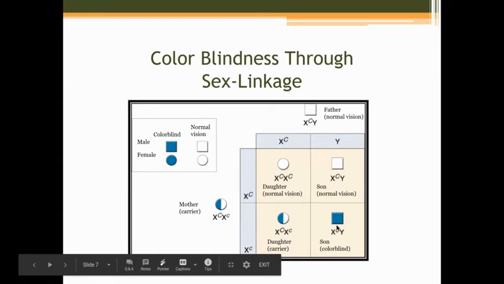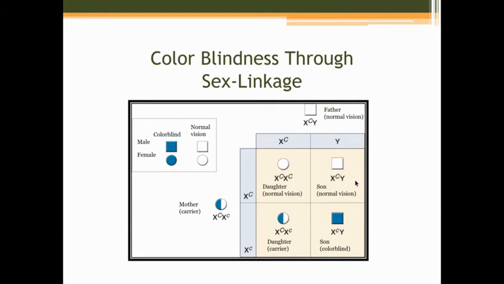But this son, he got stuck because he's the only individual who received the color blindness X chromosome mutation, and he only has one X chromosome. So that's how color blindness through sex linkage works, and it works the exact same way with hemophilia and with muscular dystrophy.